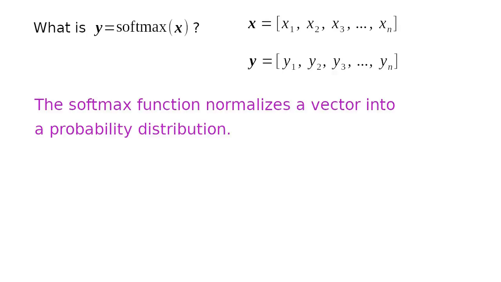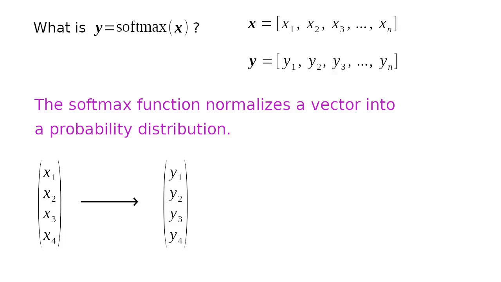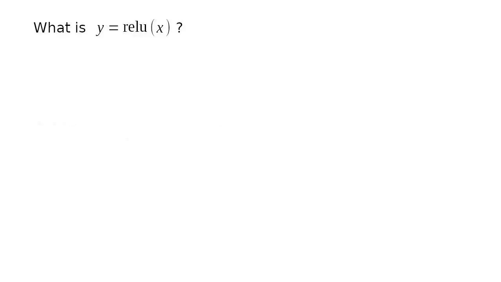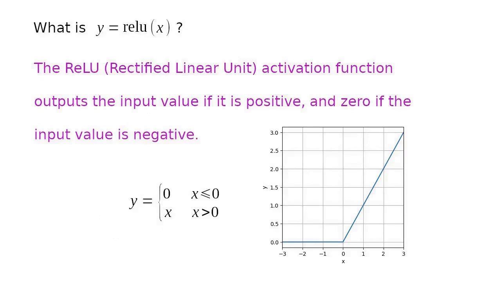The softmax function is used to normalize a vector into a probability distribution. Mathematically, the softmax function is defined as follows. ReLU is a simple and popular nonlinear function used in neural networks. It outputs the input value if it is positive, and 0 otherwise.